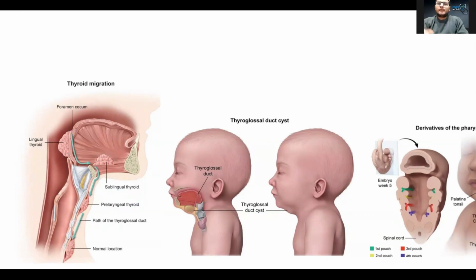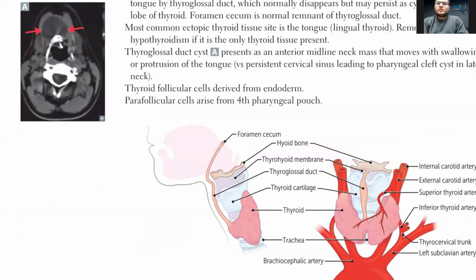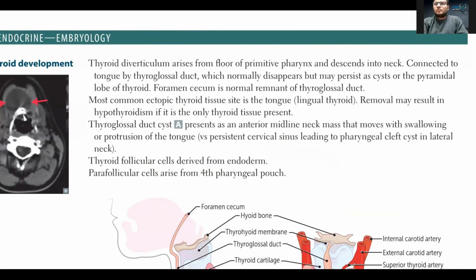Is that clear? We have discussed what thyroid diverticulum is, the different positions, and the difference between thyroglossal duct cyst and pharyngeal cleft cyst. Now we will discuss a few more points. Thyroid follicular cells are derived from endoderm. This is also sometimes asked. Thyroid follicular cells are derived from endoderm.